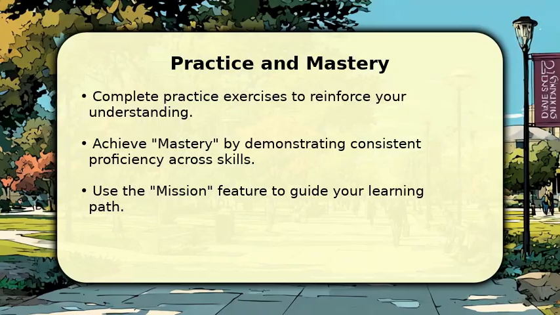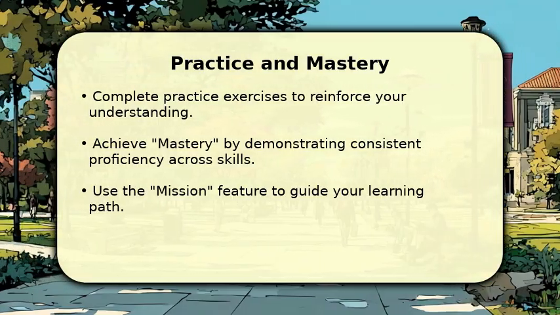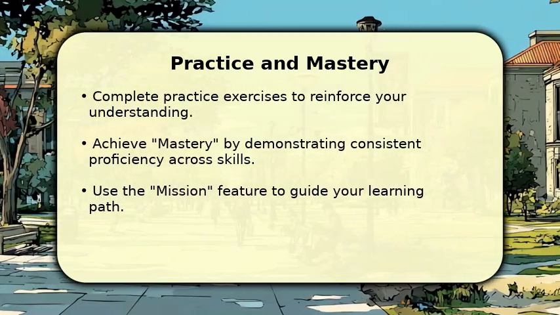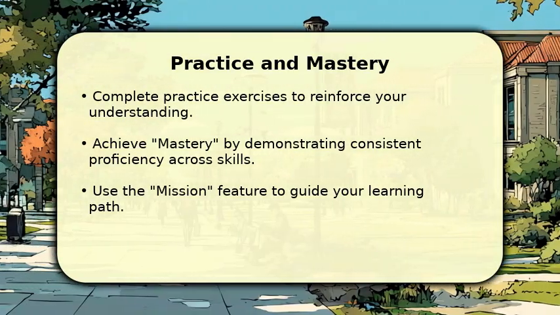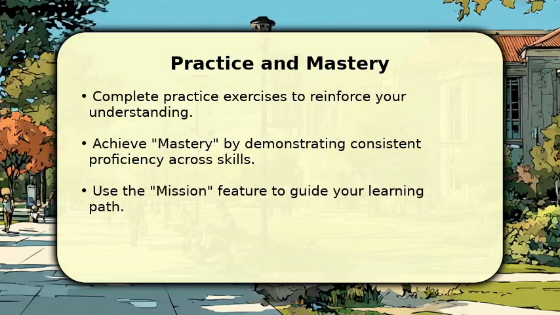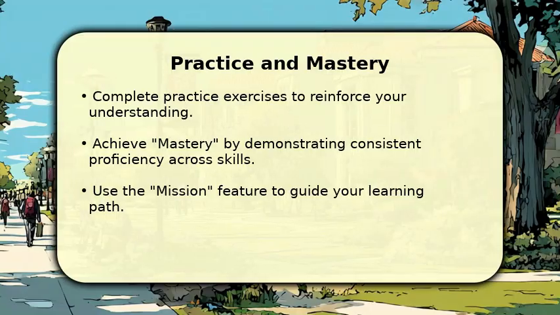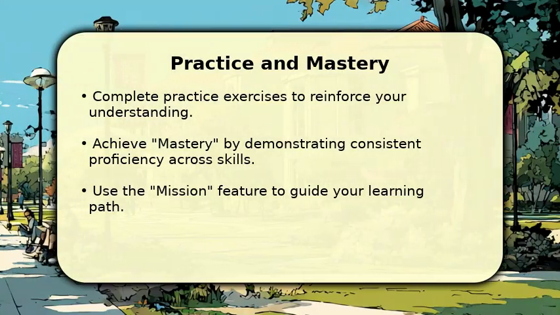Khan Academy uses a mastery system where you achieve mastery by consistently demonstrating proficiency across various skills, often through multiple attempts. You can also utilize the mission feature, which provides a structured, guided learning path tailored to your specific goals, helping you stay on track.